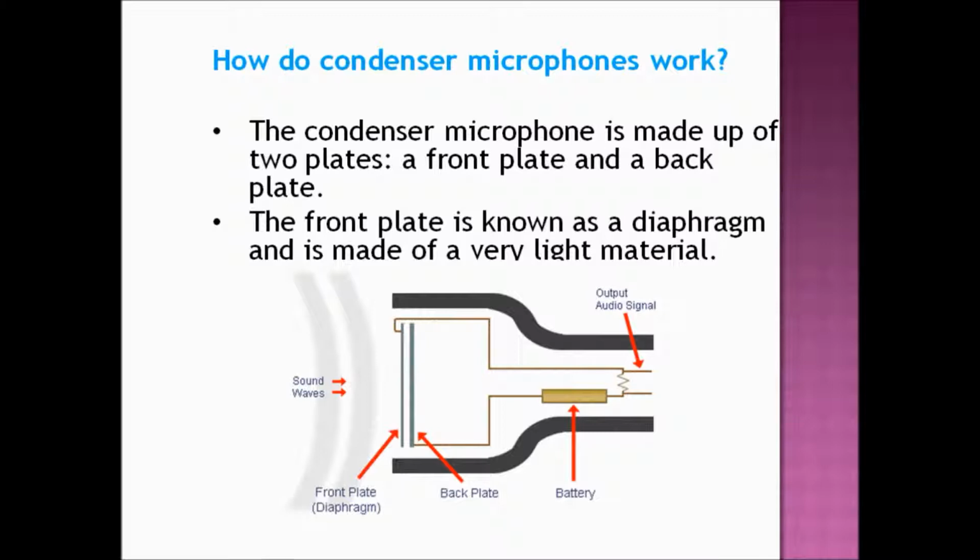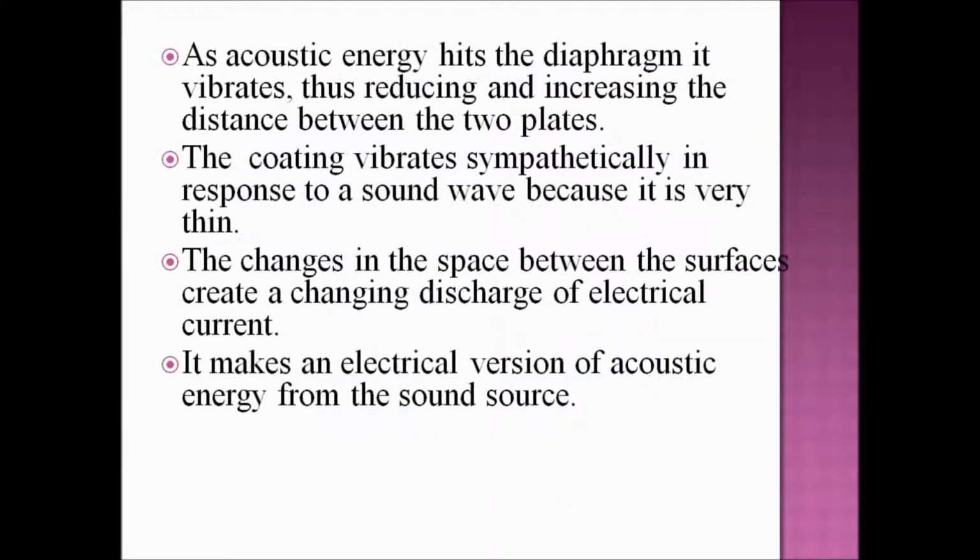How do condenser microphones work? The condenser microphone is made up of two plates, a front plate and a back plate. The front plate is known as a diaphragm and is made of a very light material. As acoustic energy hits the diaphragm, it vibrates, thus reducing and increasing the distance between the two plates. The coating vibrates sympathetically in response to a sound wave because it is very thin. The changes in the space between the surfaces create a changing discharge of electrical current. It makes an electrical version of the acoustic energy from the sound source.